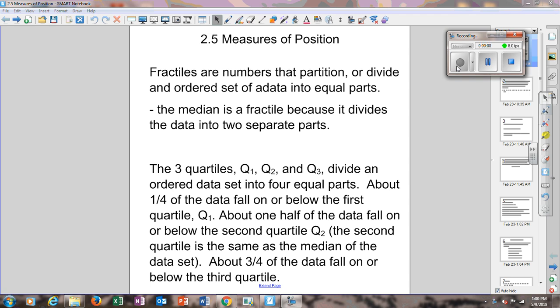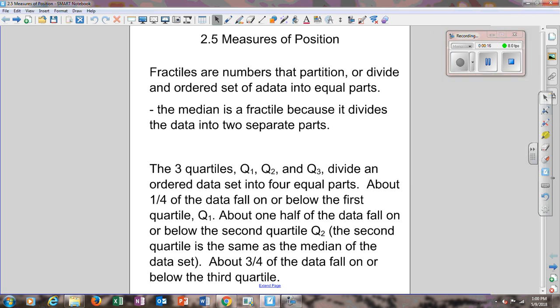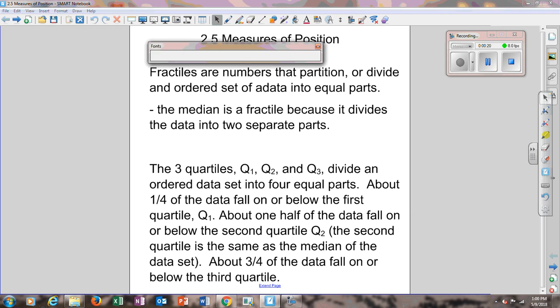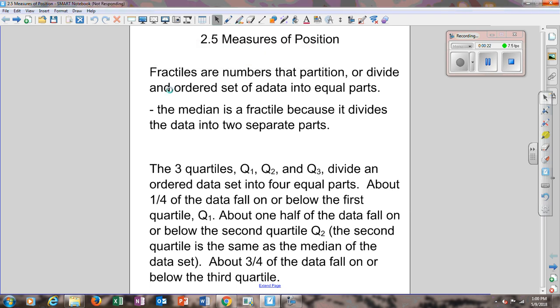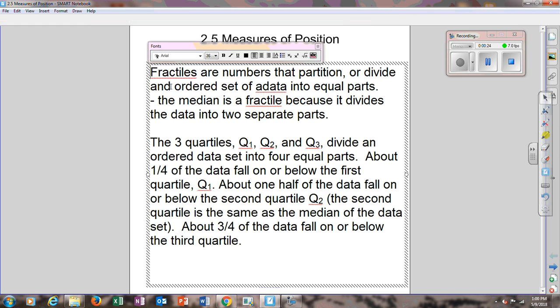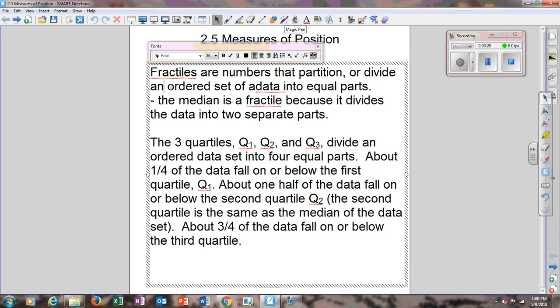First, fractiles. These are numbers that partition or divide an ordered set of data into equal parts. I think I fixed this in your notes, but not mine. That's better. The median is a fractile because it divides the data into two separate parts.